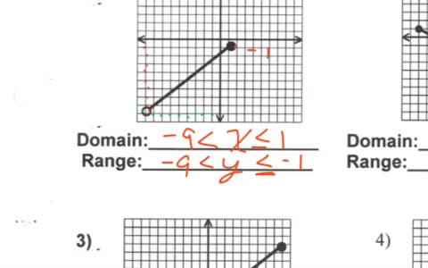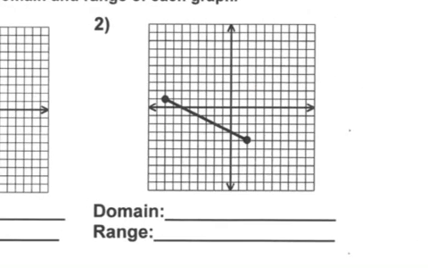Alright, let's try another one. Number 2. Note that we have two solid dots there, so that means we're going to be using less than or equal to all the way around. Here we have a negative 8 is our smallest x value, and a positive 2 is our greatest range or domain value. So our inequality would look like this: negative 8 less than or equal to x less than or equal to 2.